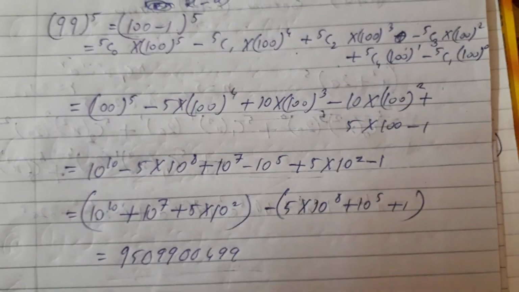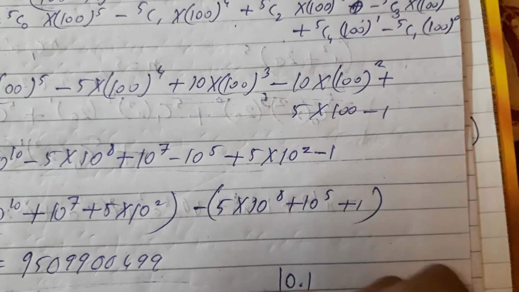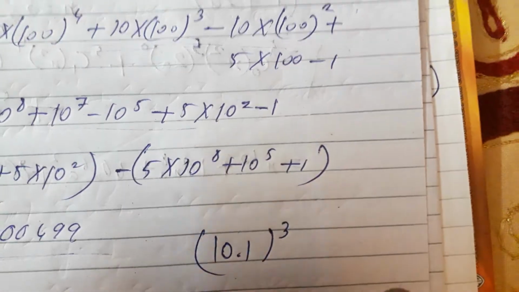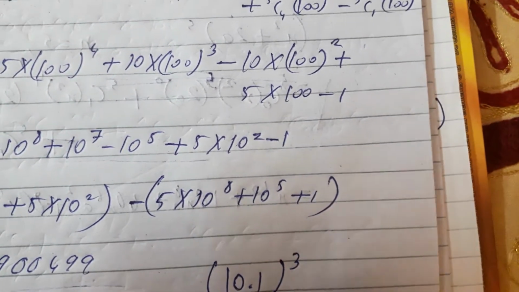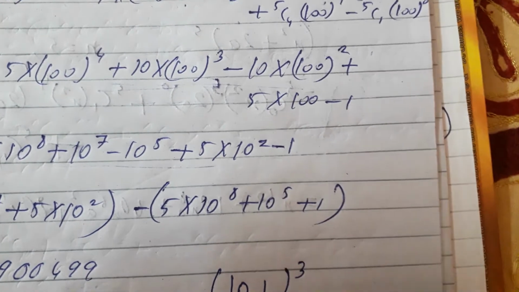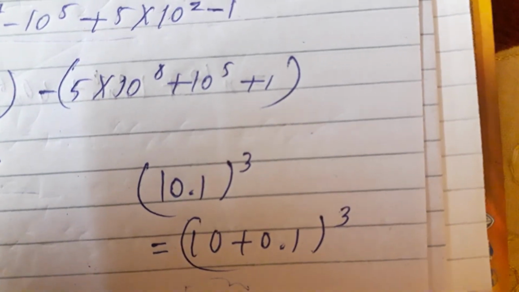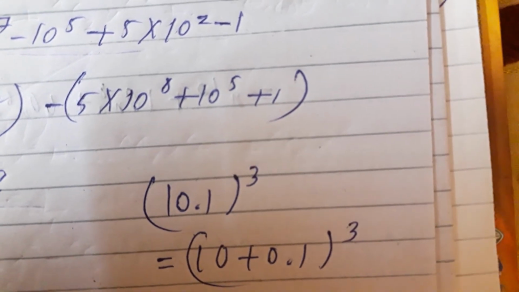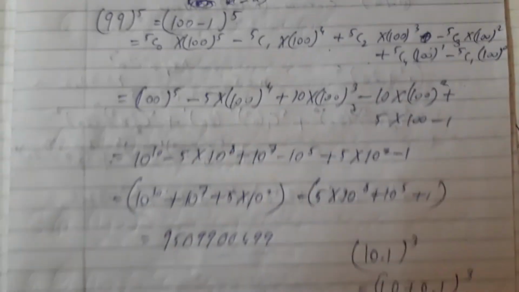In this way you can expand any type of sum. Suppose you have to expand 10.1 whole to the power 3. In this case we can write 10.1 as (10 plus 0.1) whole to the power 3. Then we can expand this as (x plus a) whole to the power n, that is nCr x to the power n minus r, a to the power r. See how the expansion became easy?